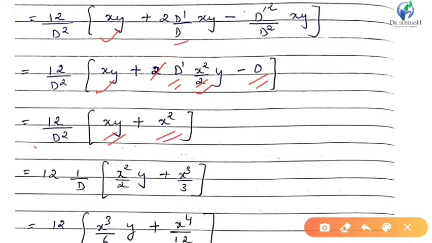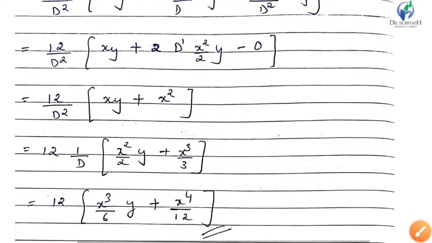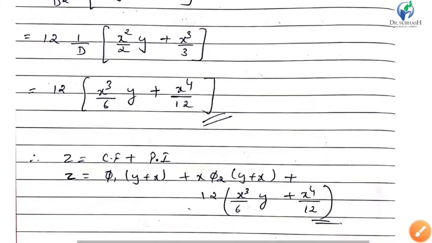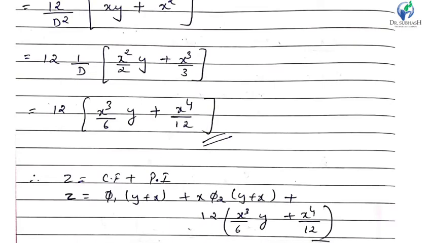Now we can see that there is 1 upon D square outside the bracket, so we have to integrate this portion with respect to x 2 times. First I am putting 1 upon D as it is. I will integrate one time, so I get x square by 2y, and this x square will become x cube by 3. Again I will integrate, so I get x cube by 6y plus x raised to 4 by 12.